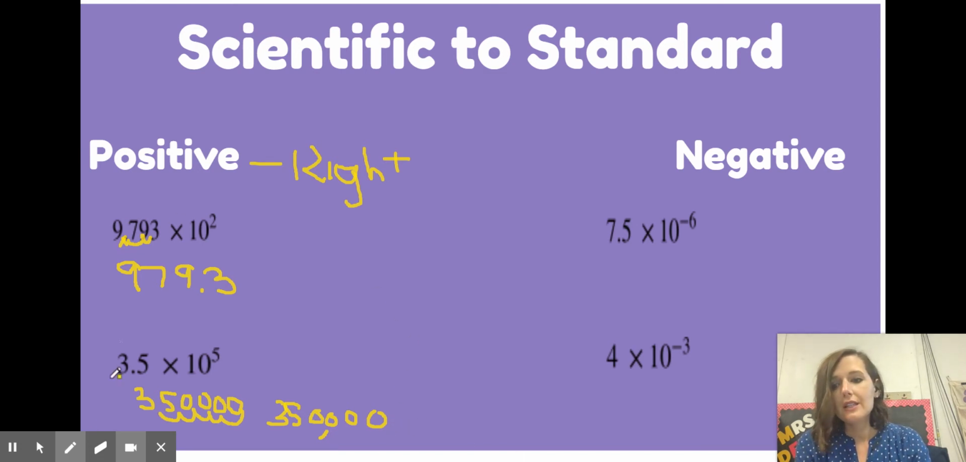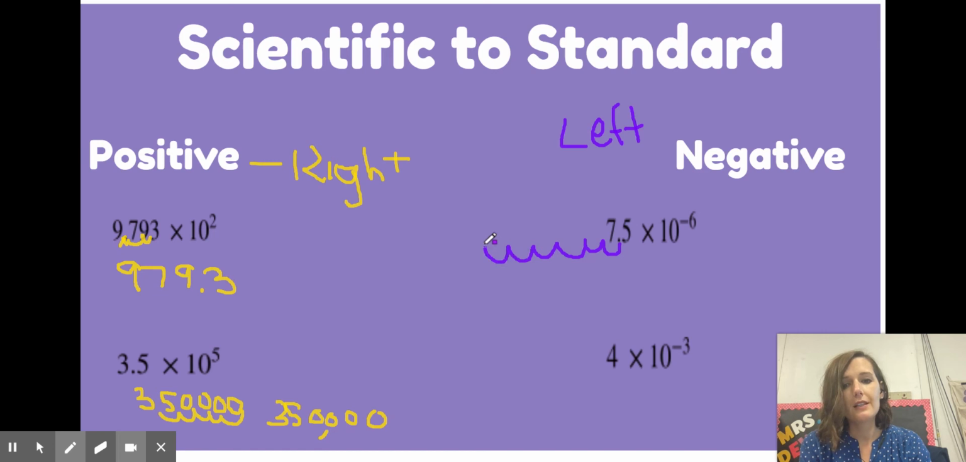So here is an example of a negative. So negative, you just go to the left. So very similar. You're going to take your decimal, but it's saying -6. So you're going to need to go to the left. So I'm going to go 1, 2, 3, 4, 5, 6. So that's where my new decimal is going to be.